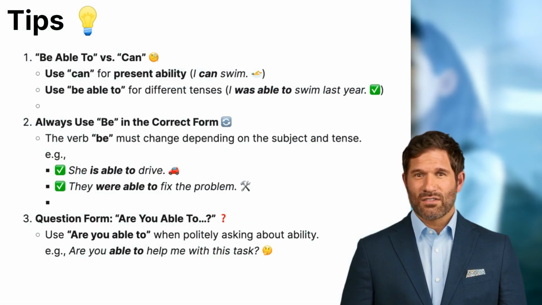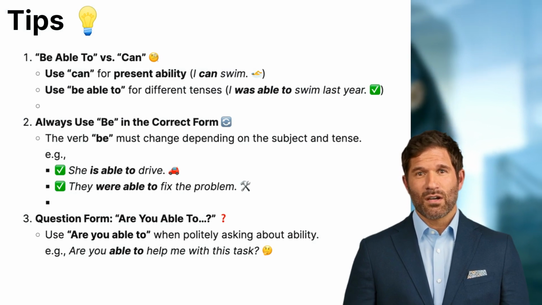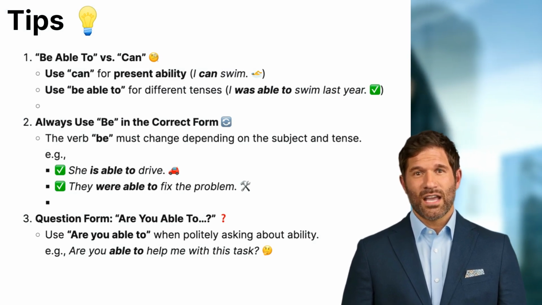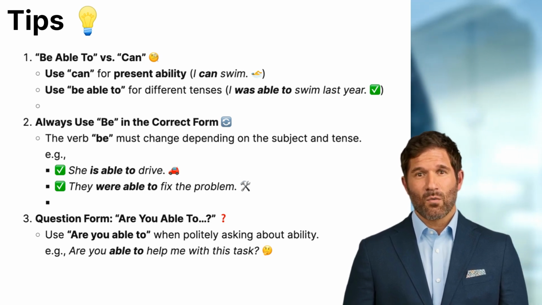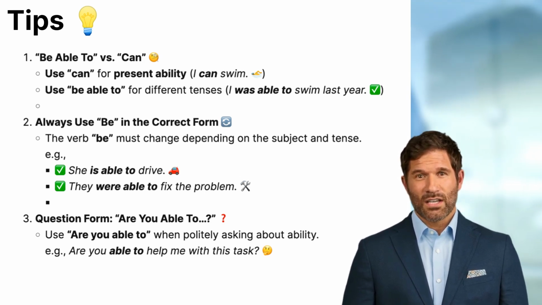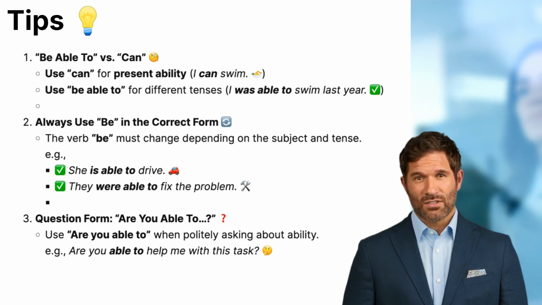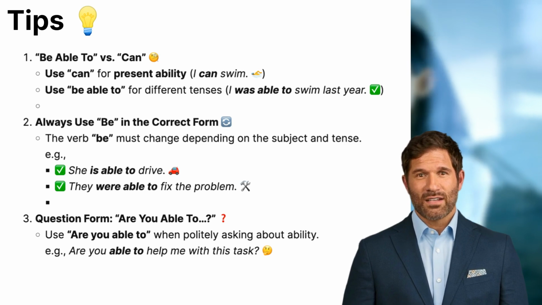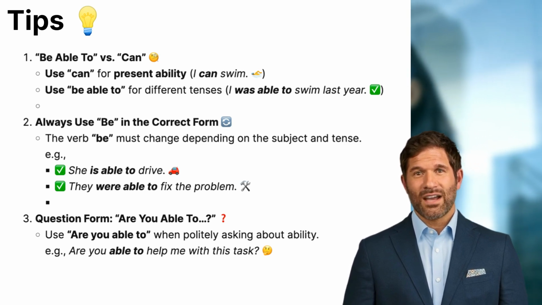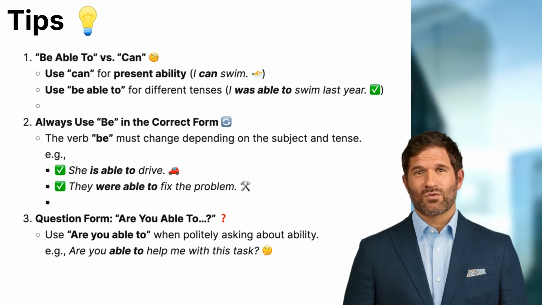Now that we've covered the different ways to use be able to, let's go over some important tips to help you use it naturally and correctly in conversations. 1. Be able to versus can. A common question is, what's the difference between be able to and can? Use can for present ability. Example, I can swim. This means I know how to swim now.